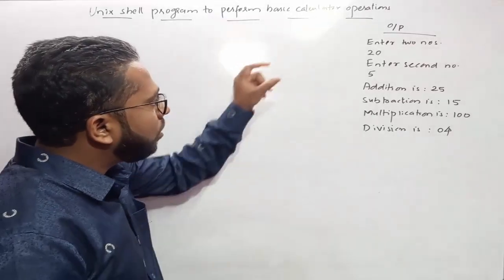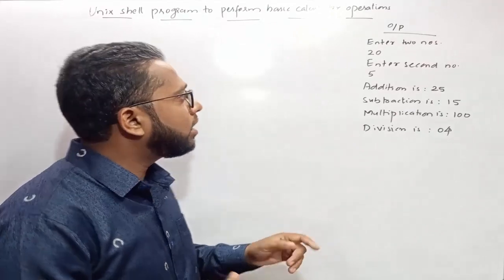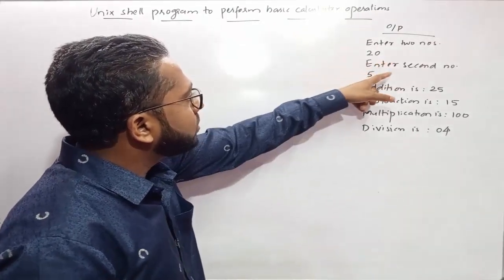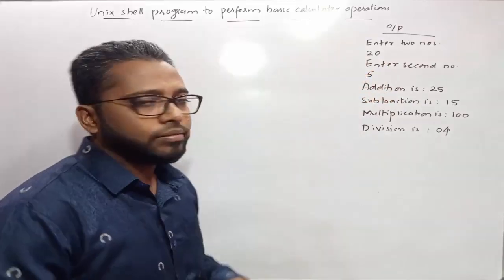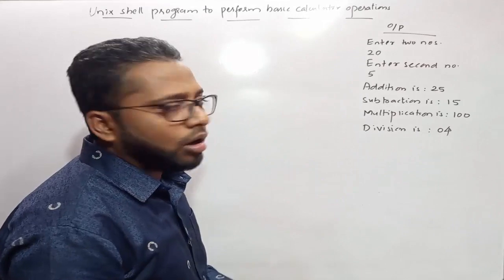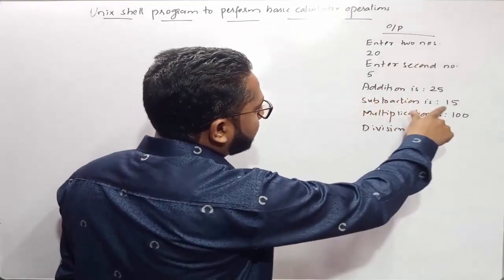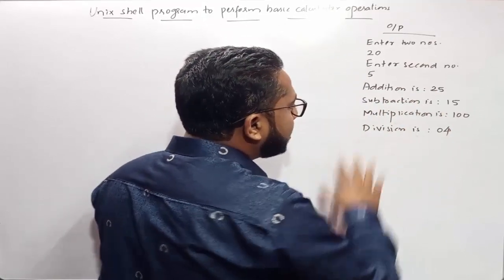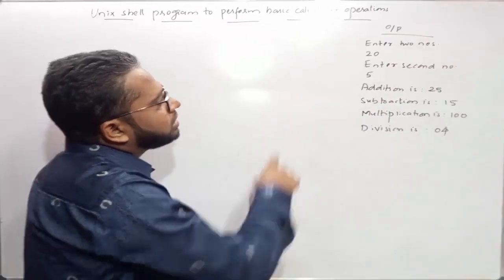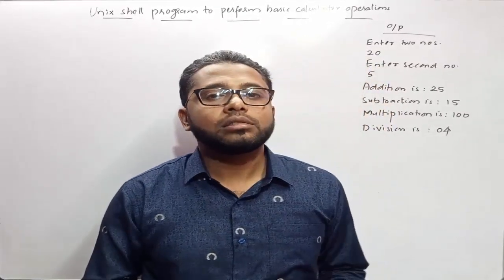As you can see, I have already written down the output of this program, and when this program gets executed, it asks the user to enter two numbers, like 20 and the second number 5. Okay, next, after performing some operations, the output will display like this: addition is 25, subtraction is 15, multiplication is 100 and division is 4. Okay, so to display this output, how can we write a shell script?